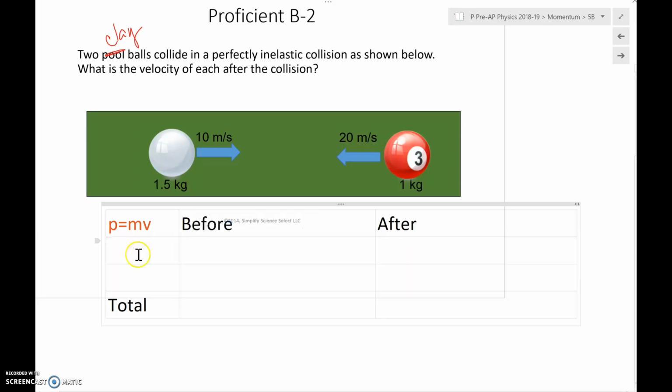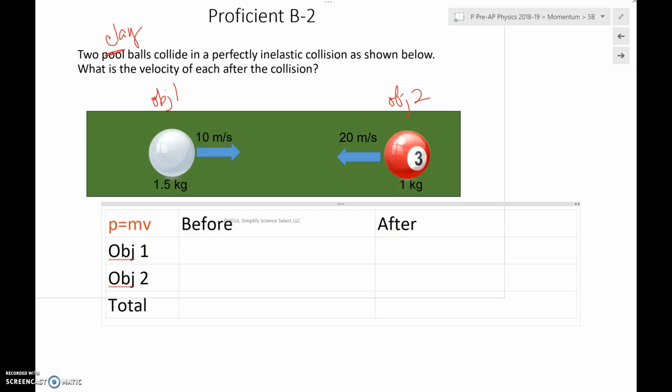Okay. Now this time, like I said, they're not obviously different objects, like a bullet and a block. I'm going to call the one on the left object 1, and the one on the right object 2. And I'm going to label my stuff down here as object 1 and object 2.